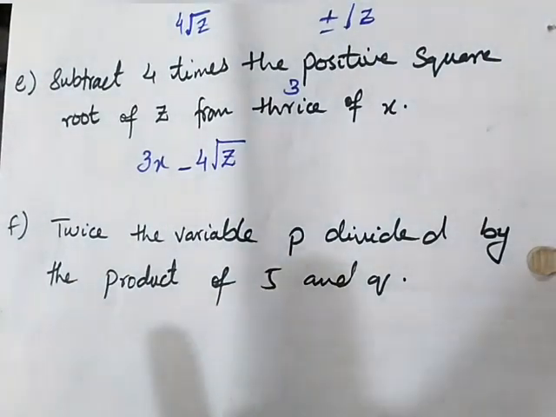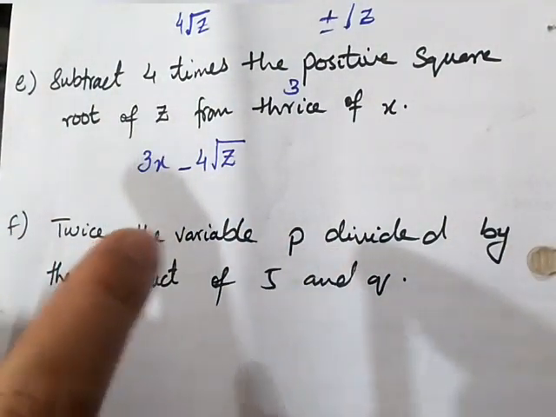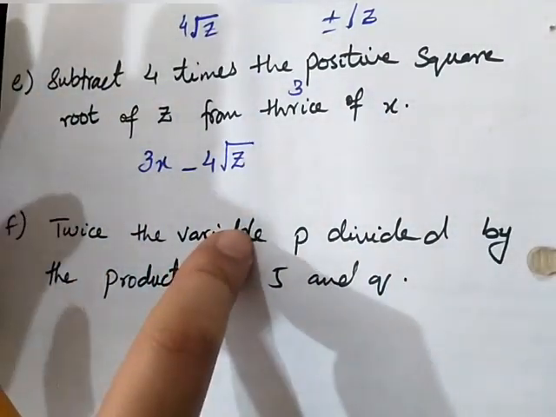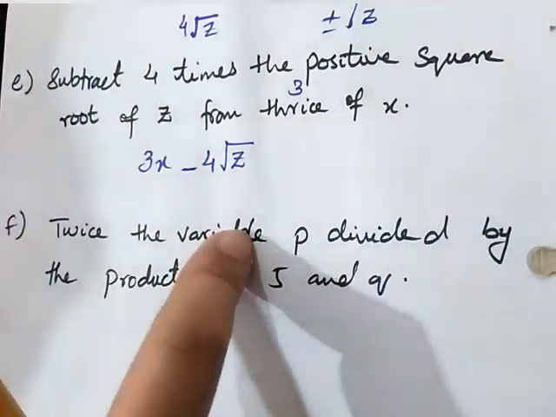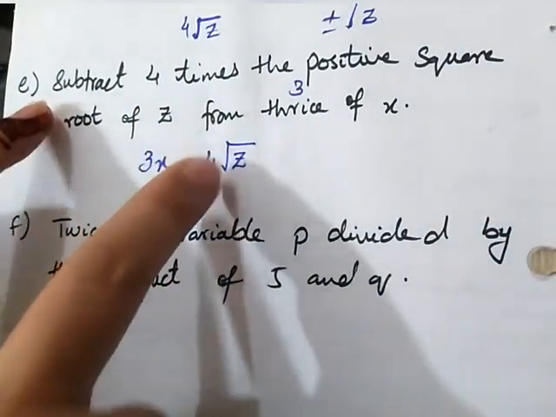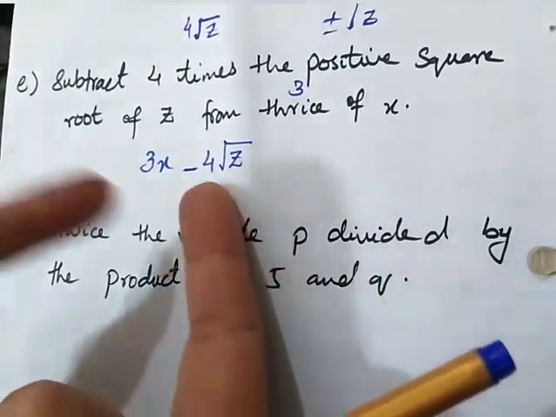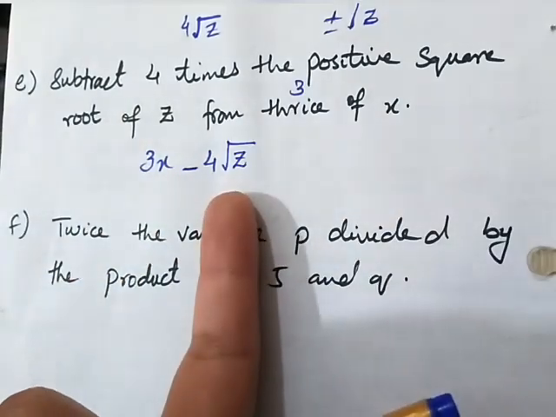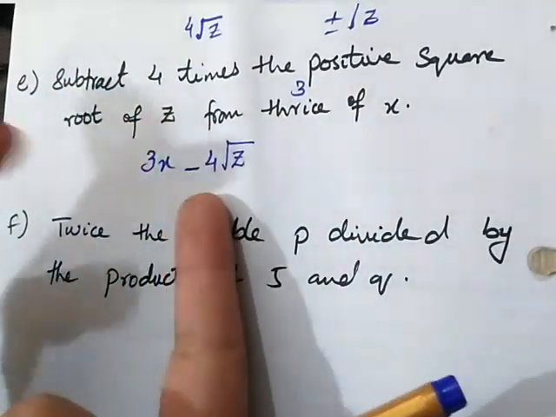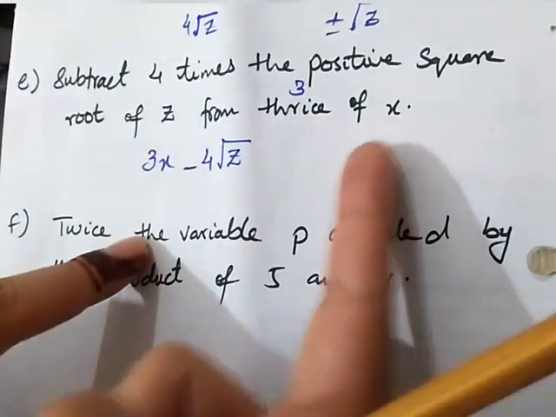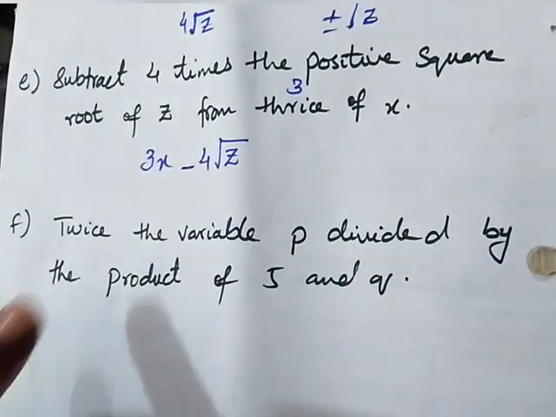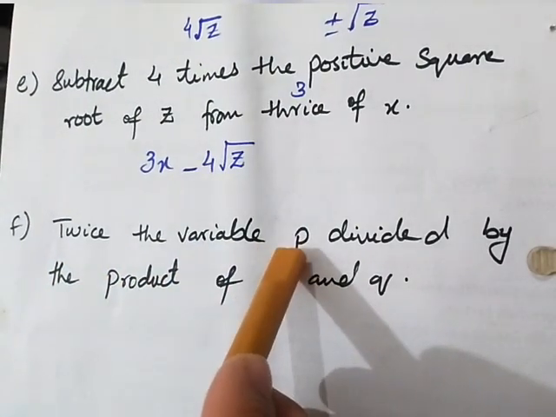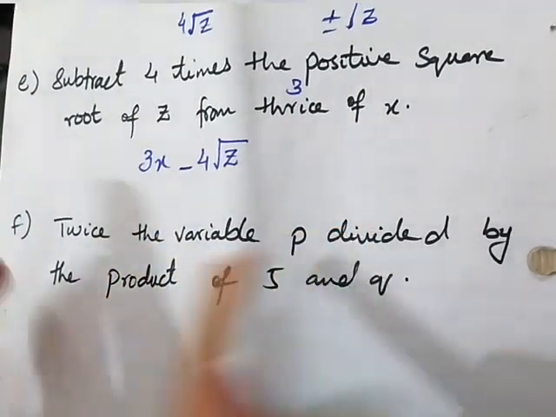Students, after reading the statement, you just make the expression. Just read out the statement in form of chunks. Just underline the chunk, like I did with subtract 4 times. We have to subtract something that is 4 of what? Positive square root. This is the thing which is going to be subtracted. Now from which? Thrice of x. Now we have part F of this: twice the variable p, that means double the variable p. P plus p means 2p.